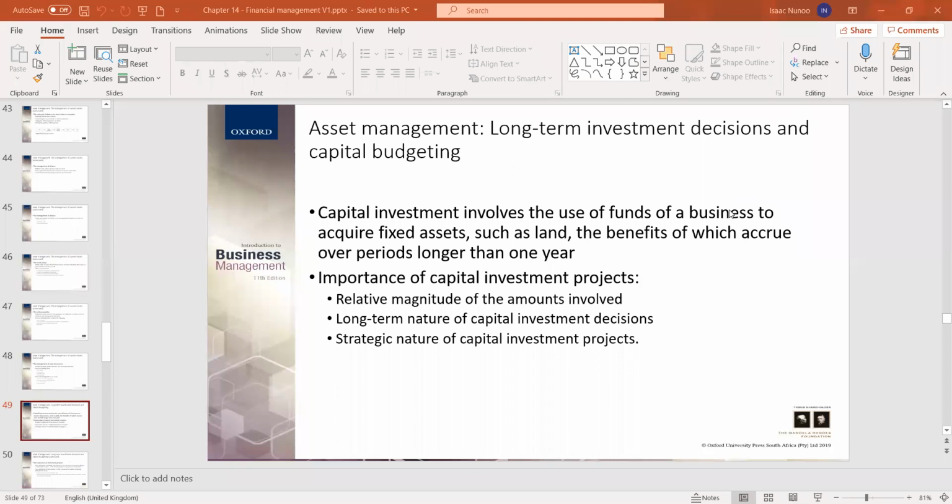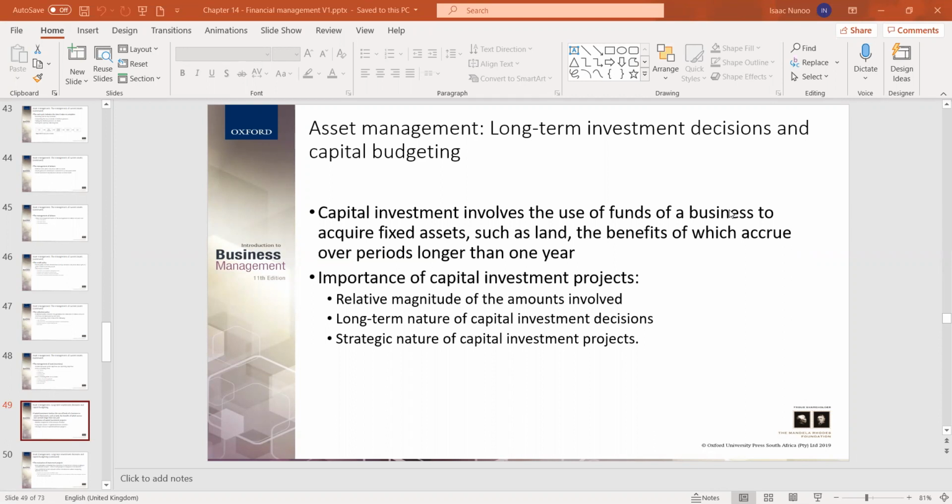In managing the assets of the business, you must also try to manage long-term investment decisions and capital budgeting. So what is capital investment? Capital investment involves the use of funds of a business to acquire fixed assets such as land, buildings, equipment, and other machinery, which accrue benefits over a longer term. So long-term investment decisions determine the type, the size, and the composition of business fixed assets, as well as the amount of permanent working capital required for the implementation and continued operation of the capital investment projects.